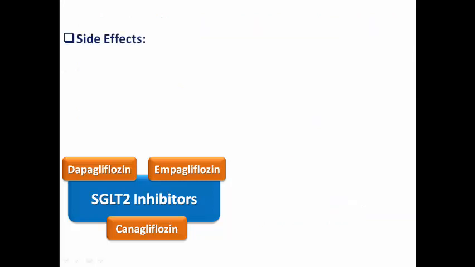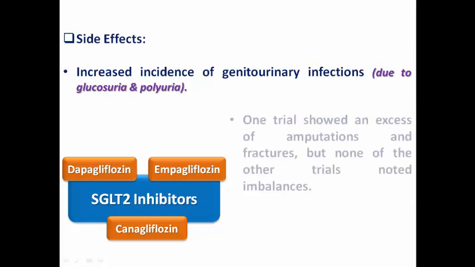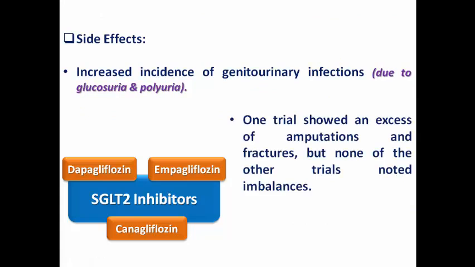The famous side effect of these medications is the increased incidence of genitourinary infection. Also, one trial showed an excess of amputations and fractures with canagliflozin, but none of the other trials showed these adverse effects. The rate of DKA is generally low; there was some concern that diabetic ketoacidosis may be more common with SGLT2 inhibitors, but this concern is now abolished with the more recent trials.